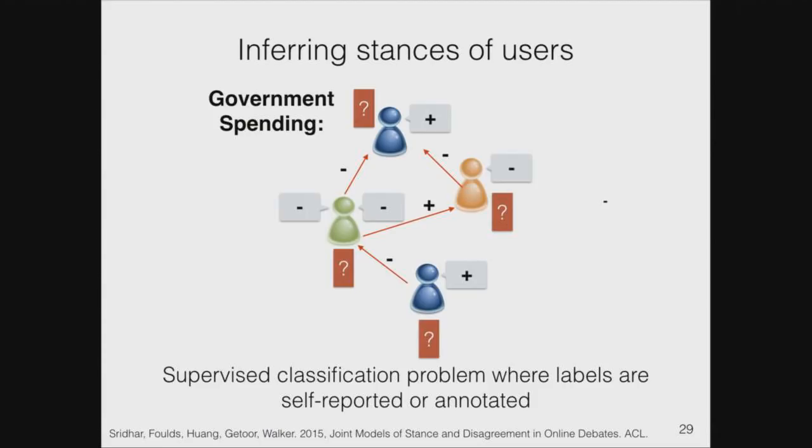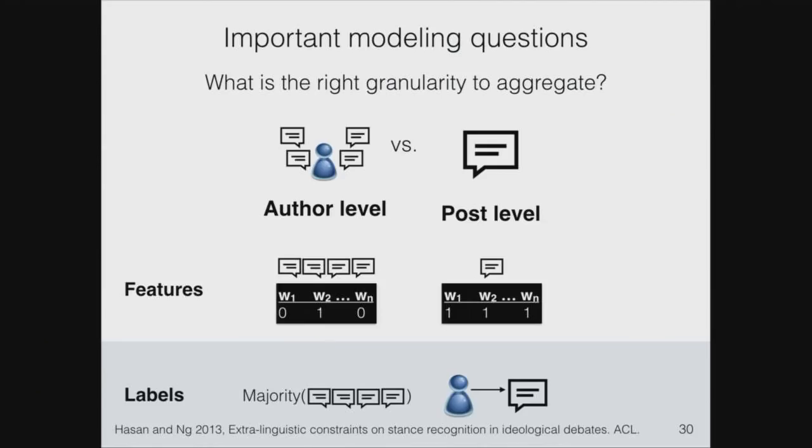So in the stance classification problem, we want to infer a stance for every single user in our network. In this particular instance, we're going to treat it as a supervised classification problem where the labels are either self-reported by users on these forums or we get them from annotation. Before we get into modeling, there are two important questions we have to answer. The first one is about the right level of granularity at which to aggregate this data.